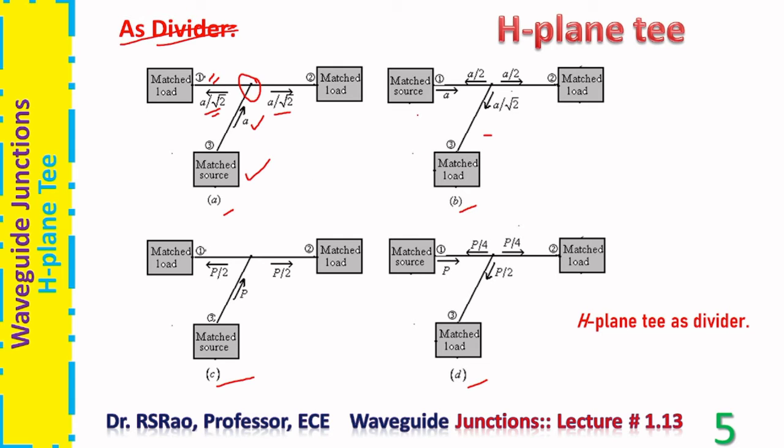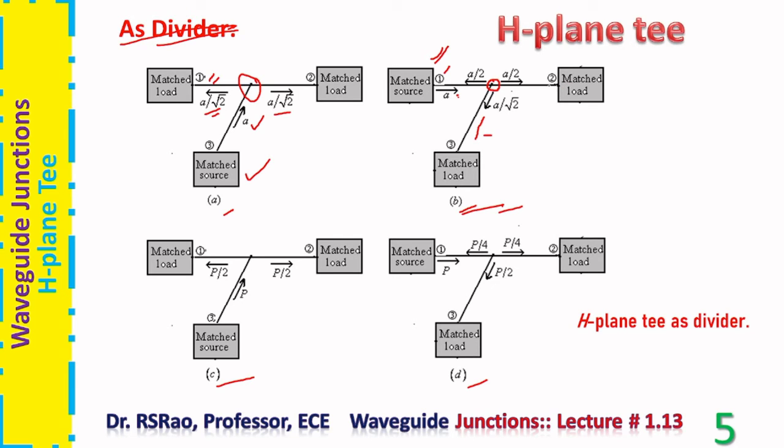When the source is connected to one of the collinear arm ports, then how does division take place? It is illustrated here in B. Source is connected to port 1. Let us suppose the amplitude of the wave that enters the arm carrying port 1 is A. This wave travels and enters the junction region, not in total. A part of it gets reflected back towards the source. Only the remaining part enters the junction region. This remaining part then gets divided into two, one traveling towards port 3, another traveling towards port 2.